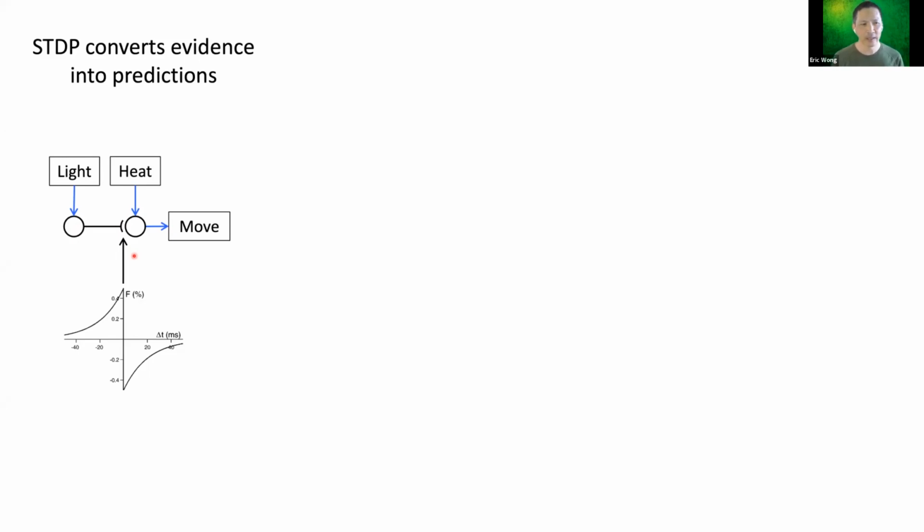So if light consistently precedes heat, then that synapse will convert that piece of evidence into a prediction by wiring this synapse and causing the light neuron to excite the heat neuron, and therefore predict that heat will come before the heat actually does come, and allow the animal to move ahead of time, making that a prediction.